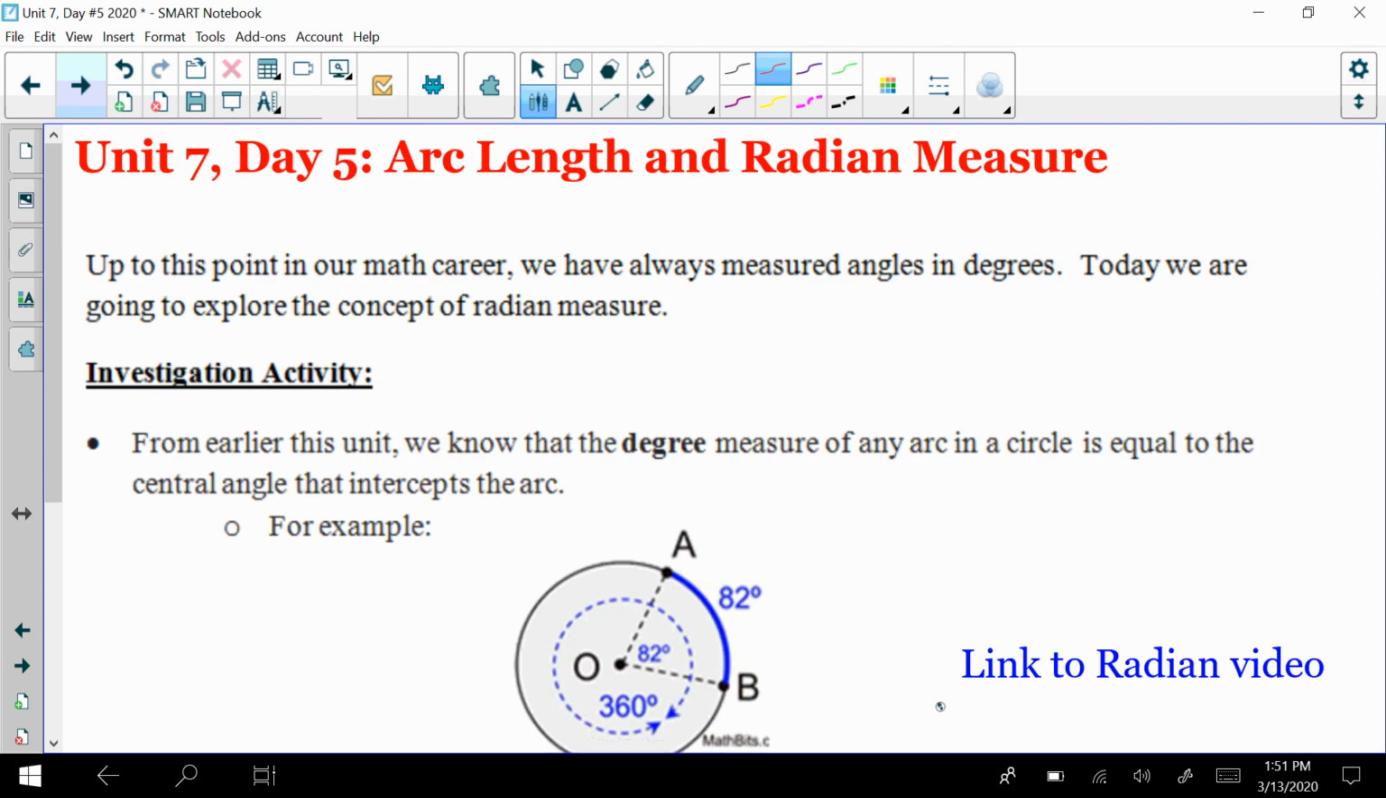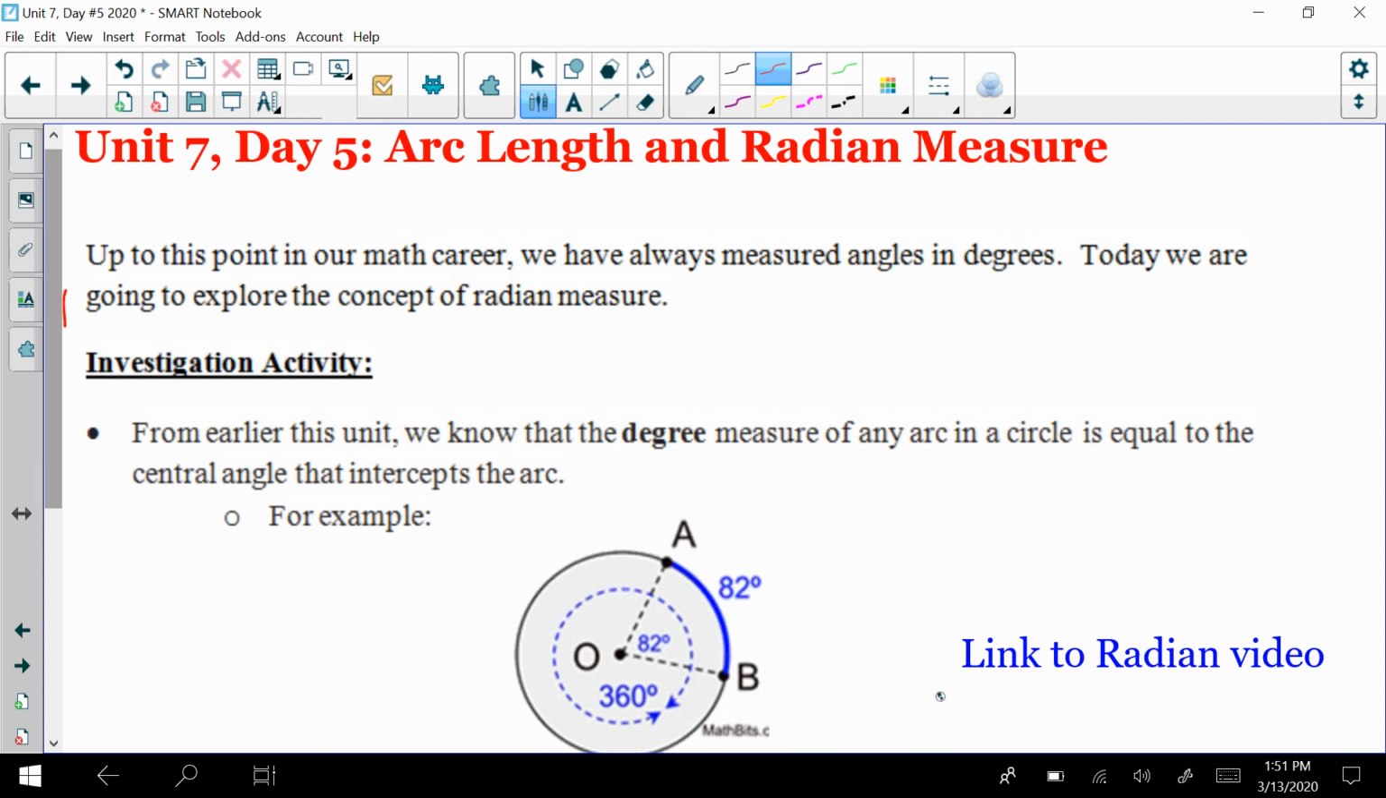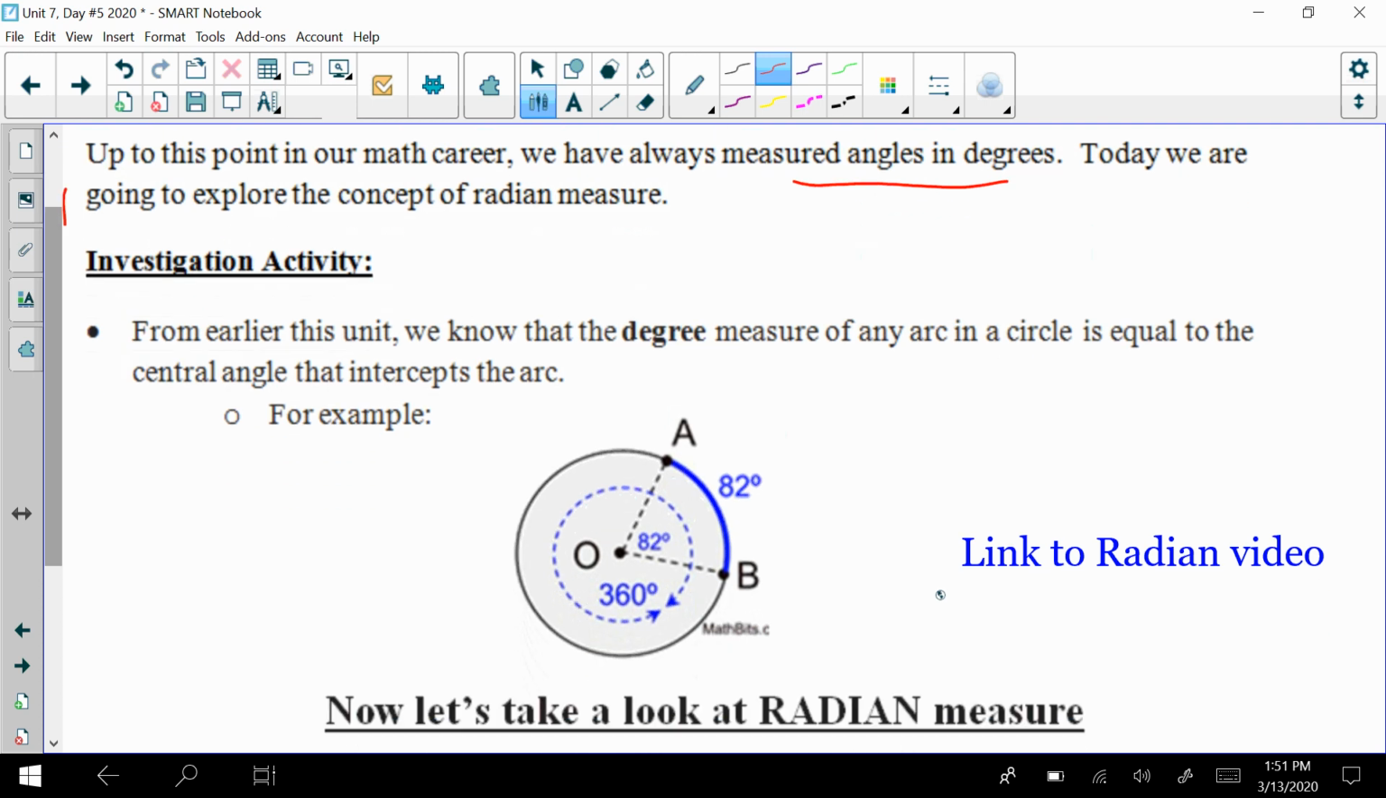This is really important for honor students especially, because in your future, like when I took college level math, almost nothing is measured in degrees anymore. So radians are really important as you move forward into higher level math. So we've always measured everything in degrees. Now we're going to measure things in radians. Well, what is a radian? So we're going to watch a really exciting video. I'm kidding, it's not exciting, but it is funny.